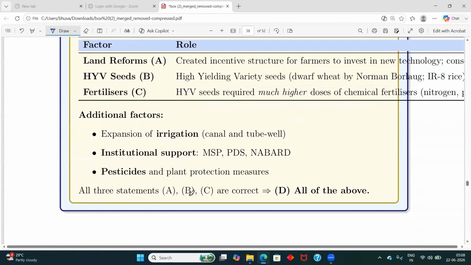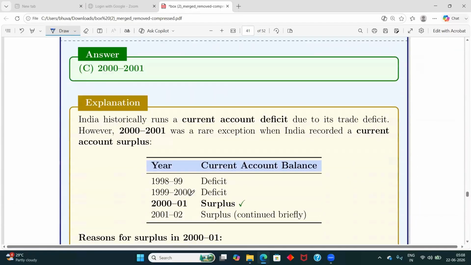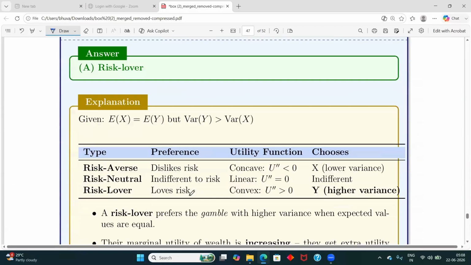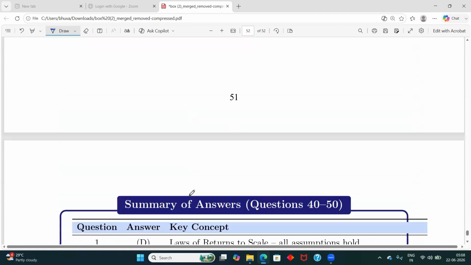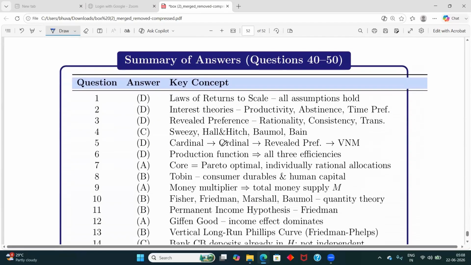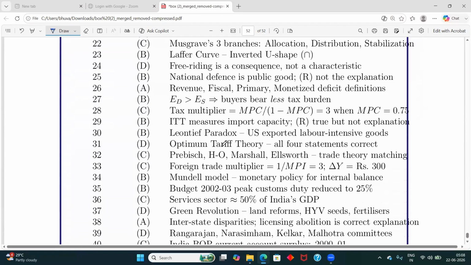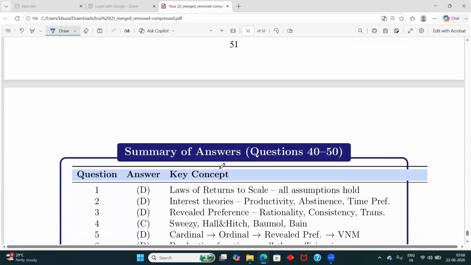Important theories like the Mundell-Fleming model, terms of trade conditions, and in micro, revealed preference theory. I have also prepared a summary of this, and you should read these concepts, so it helps in the exam. So this is the summary with answers, and key concepts, also the law of returns for one question. This is the list, and I will share this PDF with you, so you can easily find the key concepts of all these questions.